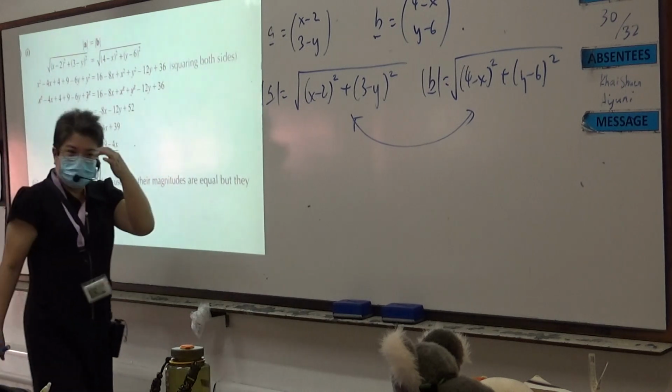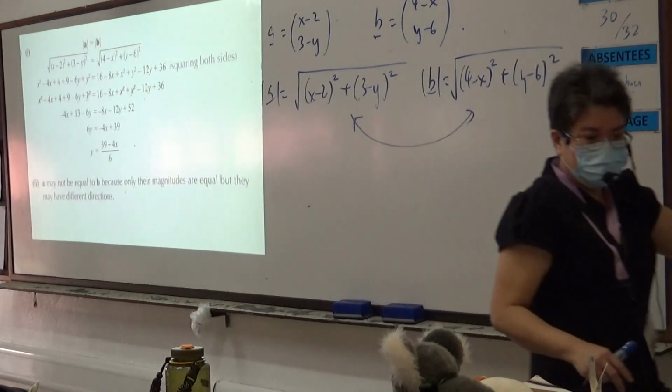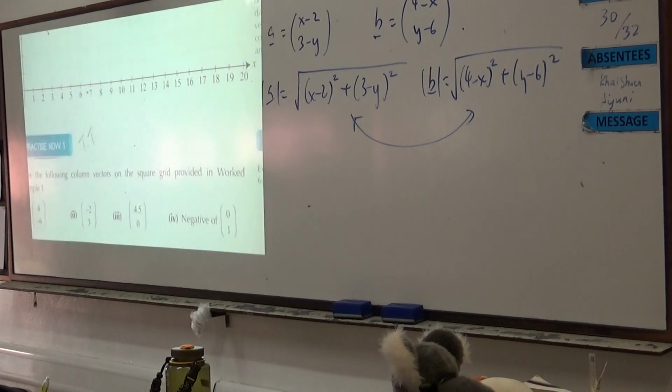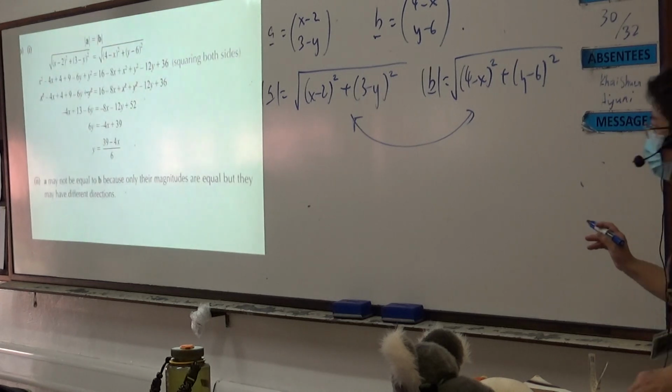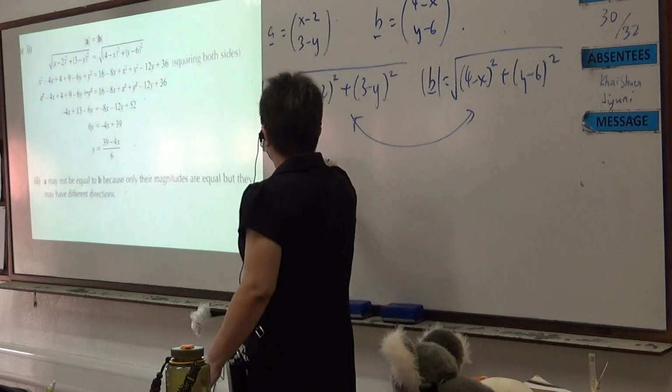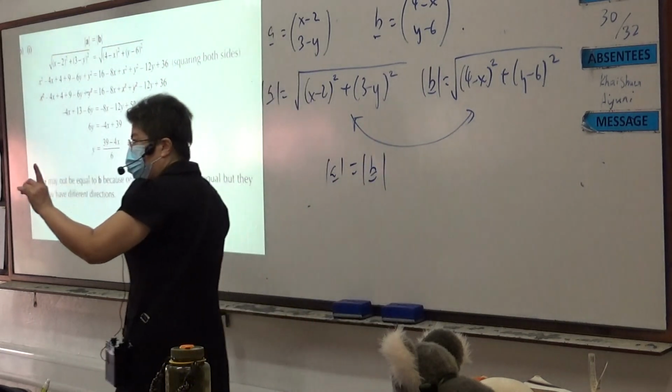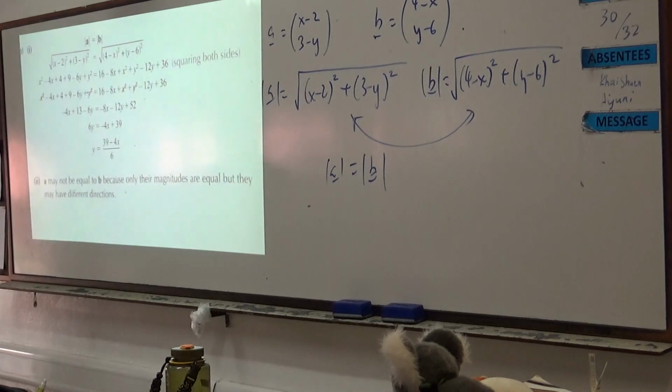Now we look at the last part of the question. What did they ask? Explain why A may not be equal to B. Now, they may have the same magnitude, but they may not have the same direction. You agree with what I'm saying?